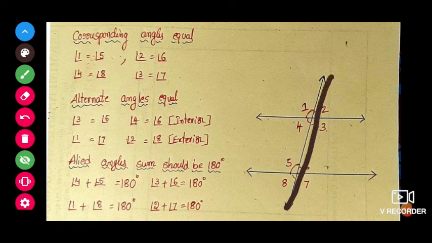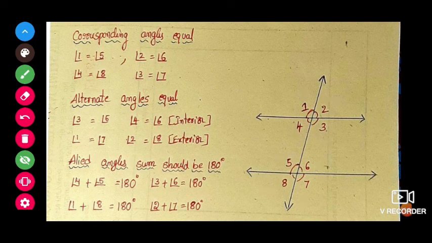So what are all the corresponding angles? Here 1 and 5, one set of corresponding angles. So 1 is equal to 5. Next, 2 and 6, one more set of corresponding angles. So 2 and 6 will be equal. Next, 3 and 7, one more set. So these angles also will be equal. And 4 and 8 also will be equal to each other.